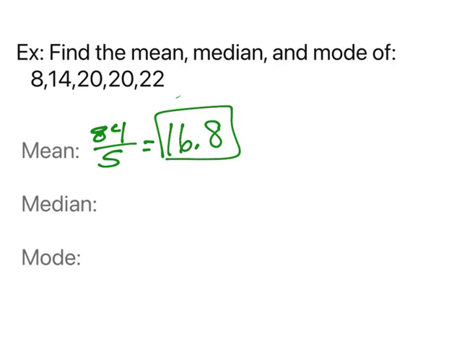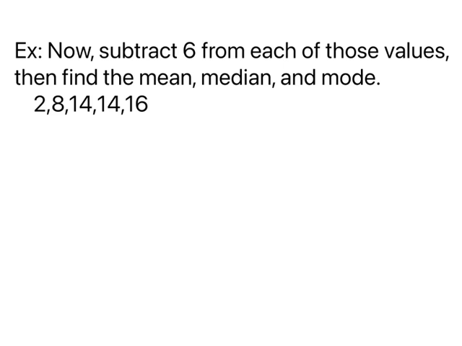Remember that the median is the middle number when they're in order least to greatest, so there's only 5 numbers, so pretty easy to see. My median is 20. And my mode is the number that appears most often, and in this case, there are 2 20s, so my mode is also 20. Great. Good review. Now, let's subtract 6 from each of those values. Then we'll find the mean, median, and mode.